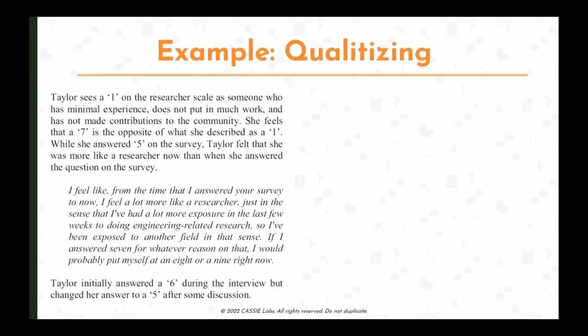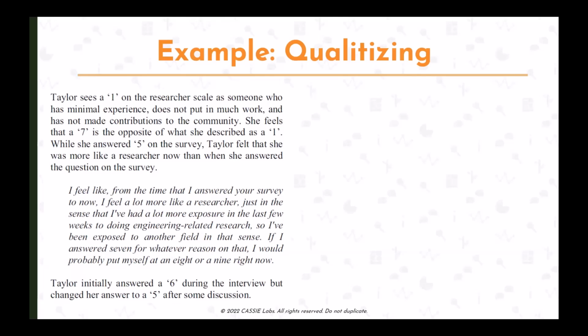So here's another example, and I think this is going to be relevant to us. Qualitizing. We actually have quantitative as well as qualitative data. So Taylor sees a 1 on the research scale as someone who has minimal experience. I'm going to skip through some of this. She feels that a 7 is the opposite of what she described as a 1. She answered a 5 on the survey.